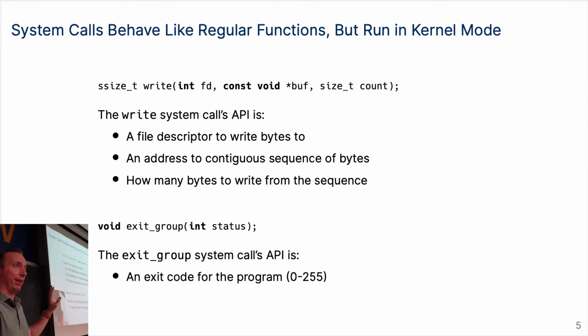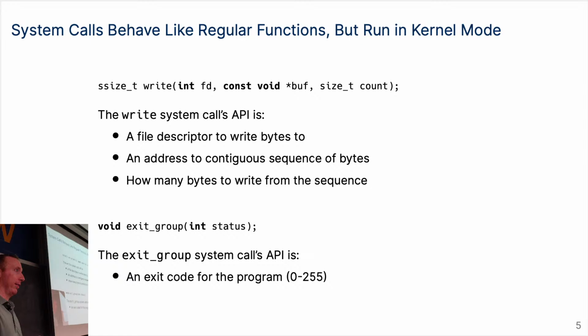Second argument is a pointer. So this is why we all have to get used to pointers. It's just a pointer to some data. Void star is just C's way of saying it's a pointer. I don't care what the data is. It's just a pointer to something. So the second argument is just a memory address. And then the third argument is how many bytes to take from that address to write to that file descriptor. And on error, it's negative, and you don't have to know that for now.